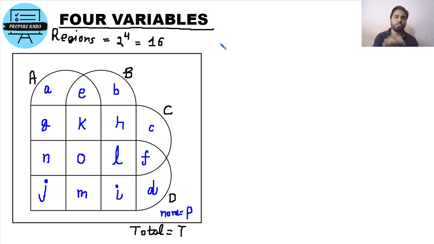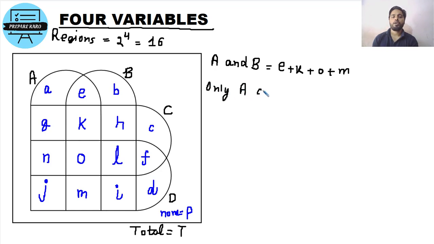A is A, E, G, K, N, O, J, M. B is E, B, K, H, O, L, M, I. Right? This way you can think of. Okay. If I ask you A and B, then A and B is E, K, O, M. I hope you can easily understand these things now, right? Only A and B is small e. If I ask you only A, this will be small a, right?